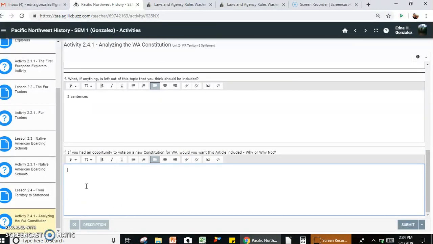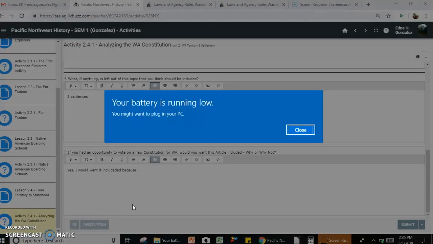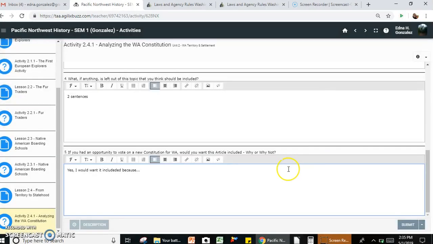Now for number 5, it asks, if you had an opportunity to vote on a new constitution for Washington, would you want this article included? And this is a 2-part question, why or why not. So you could say, yes, I would want it included because... So what is so important about this article and the different sections that you think should be included? Or maybe you could say, I think this article is important, but I don't think this other part is important. So all you're going to do is you're going to click submit, and you have submitted your assignment.